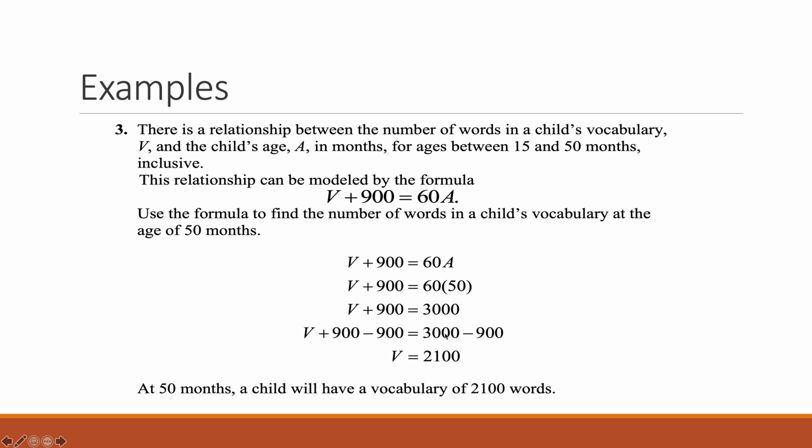60 times 50 is 3,000. The V plus 900 was already part of the formula. You didn't even do anything to that. And then I just do the opposite, minus 900 from both sides. Look at it as negative 900, it doesn't matter. On the left, we're left with V. And on the right, 3,000 and negative 900, or 3,000 take away 900, however you want to look at it, is 2,100. So, therefore, at 50 months, a child will have a vocabulary of 2,100 words according to the formula.